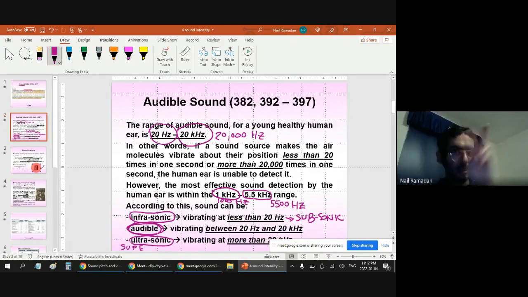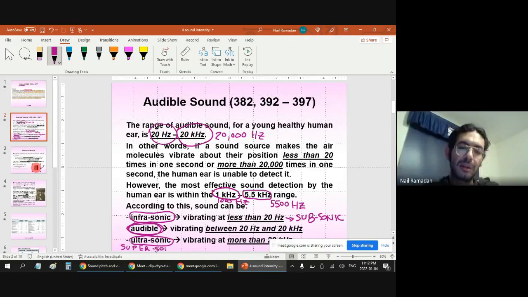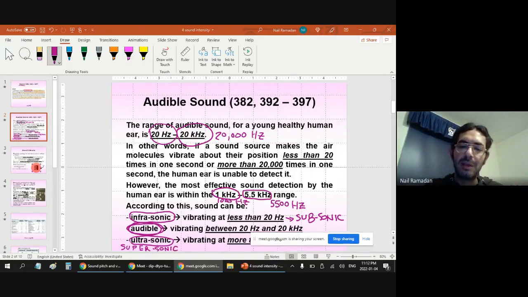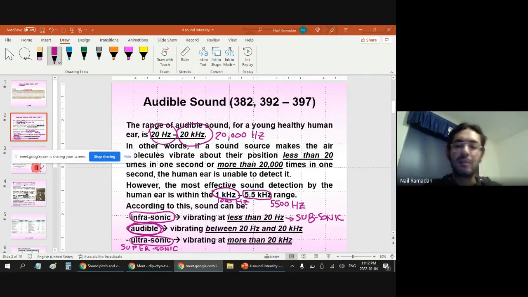And those are two pairs. The other pair is sub and super. Subsonic, supersonic. Like the basketball team, the Seattle Supersonics. So supersonic means what? It is vibrating at more than 20,000 hertz of vibrational frequency. Okay, so it's really important to notice.